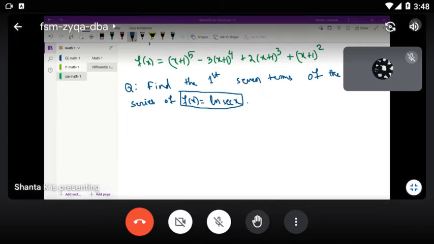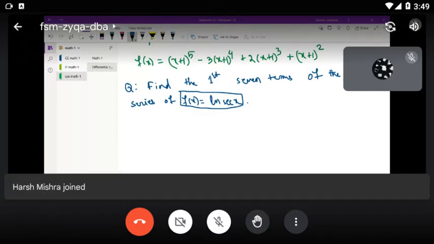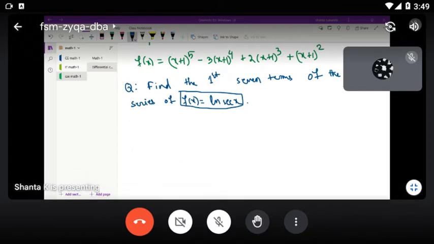Ma'am, answer: x square by 2 plus x power 4 by 12 plus x power 6 by 45. Okay, that's it. The 7 terms, I mean the other x power terms. Ma'am, that's it. Any other answer, or is this the right thing?